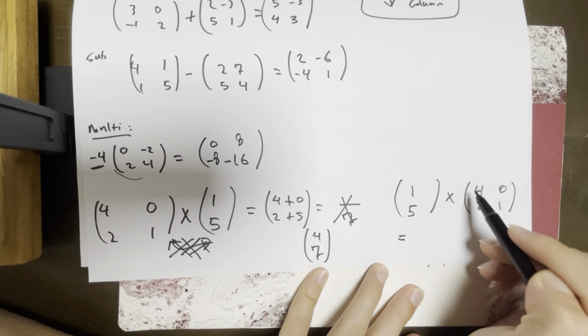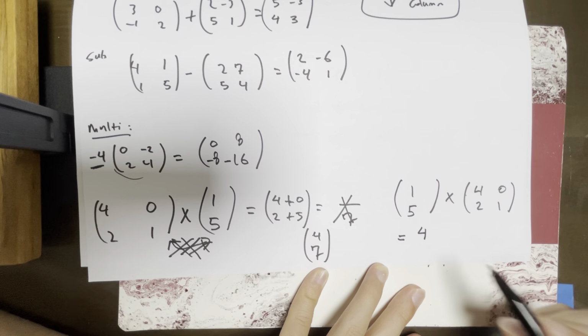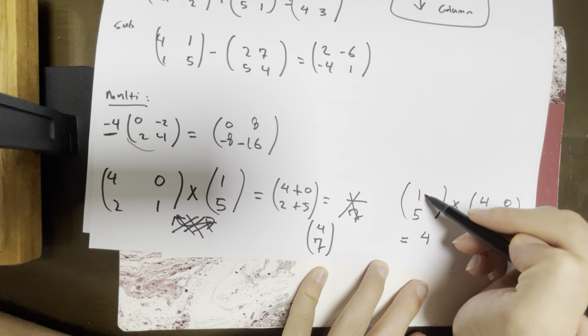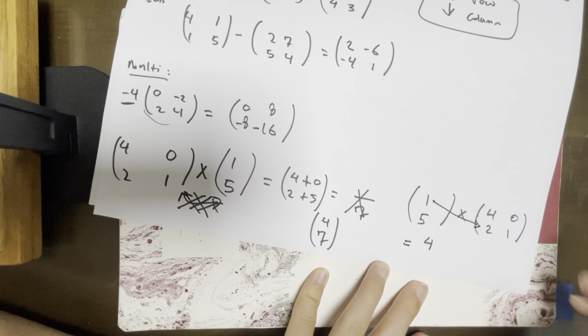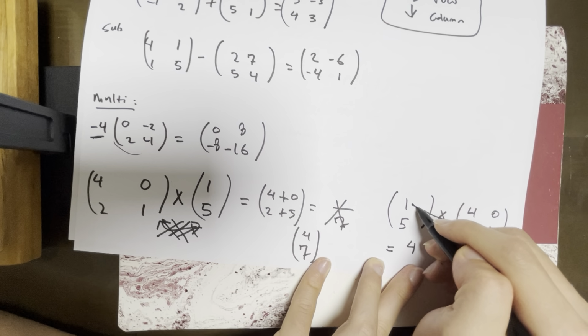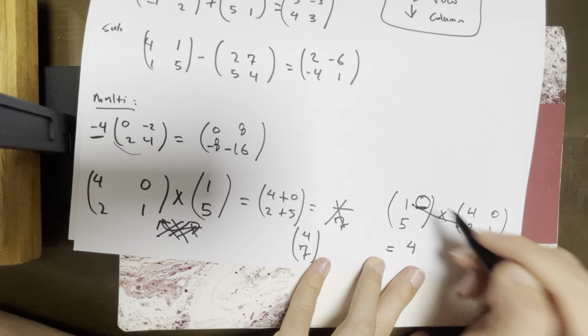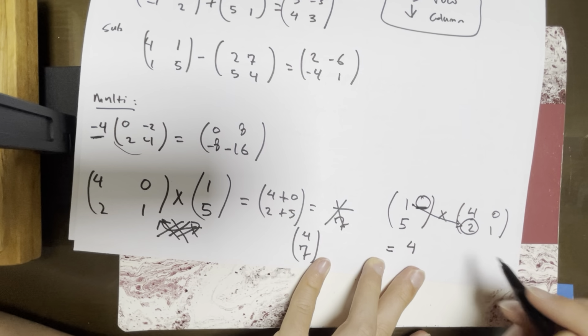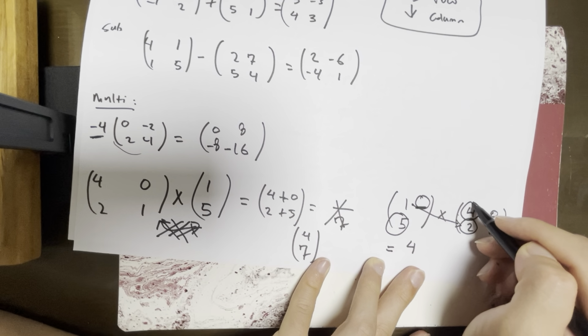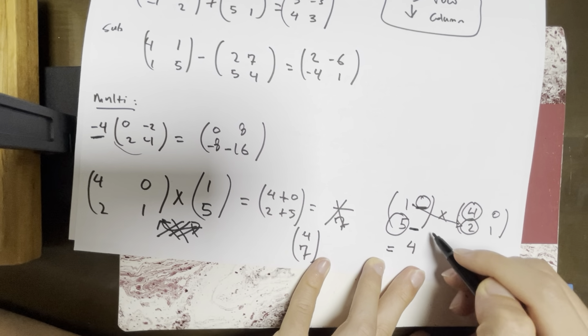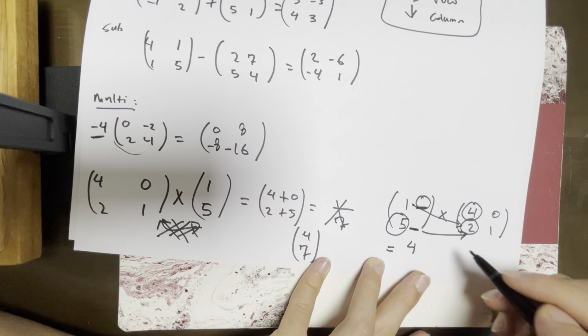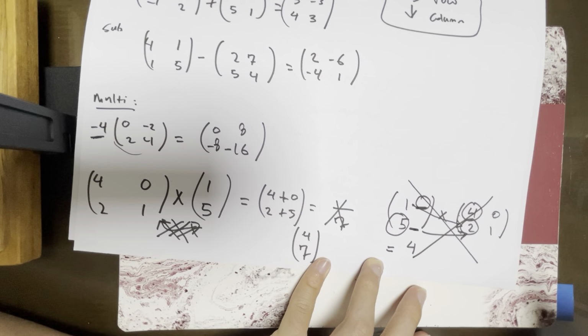We multiply this by the top number, right? 4. But we cannot do this, 1 by 2. This cannot happen. We're supposed to have a second number here, and this should be the one multiplying with this. Same way, this can multiply with this, but we need a second number here to multiply with this. That's why this operation cannot happen.